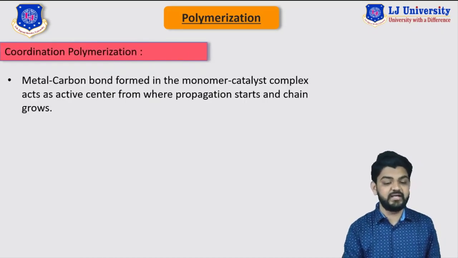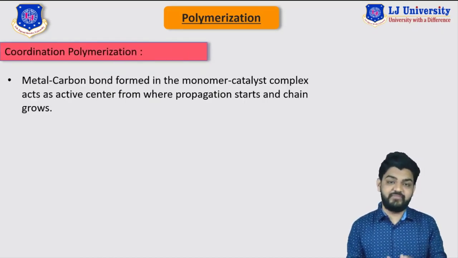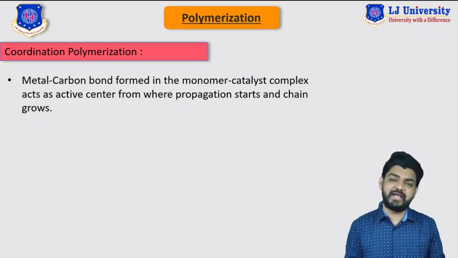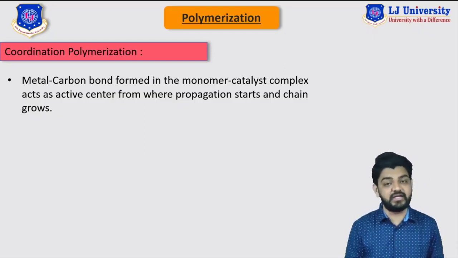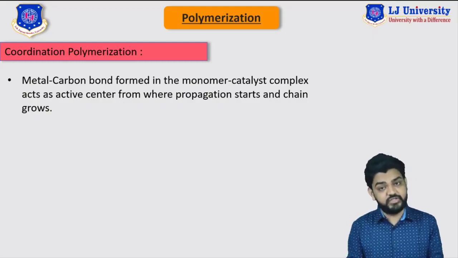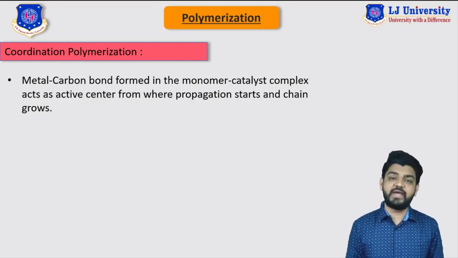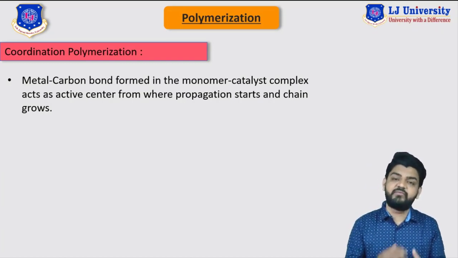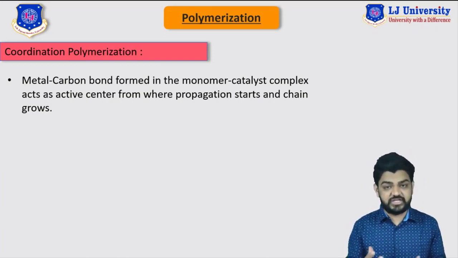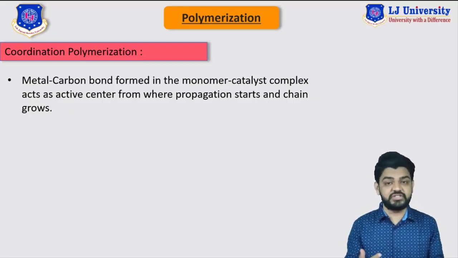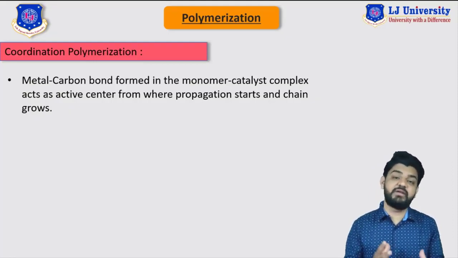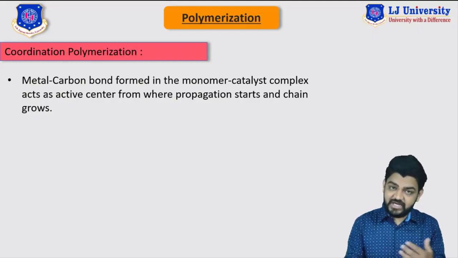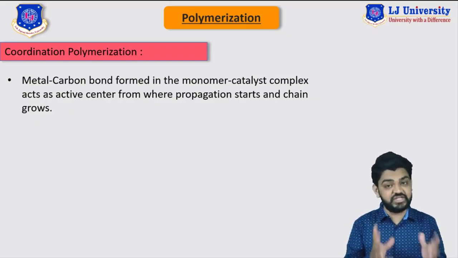You can see here this metal carbon bond that we are discussing is formed in the monomer catalyst complex, which is actually acting as the active center from where the propagation of this polymer will take place. So we have discussed that any polymerization process involves three steps. The first one is the initiation step, then it is followed by the propagation step, and lastly we will have the termination step.